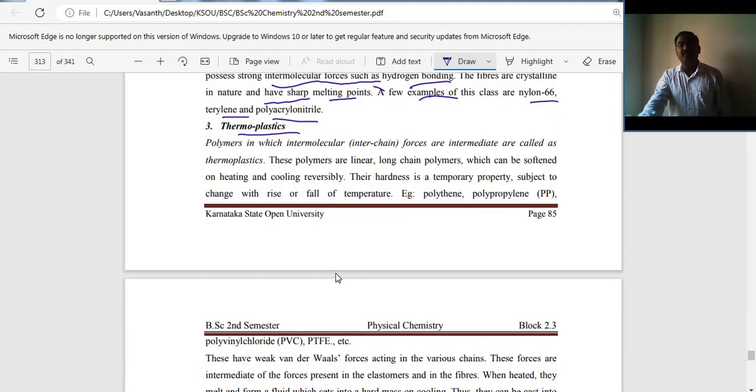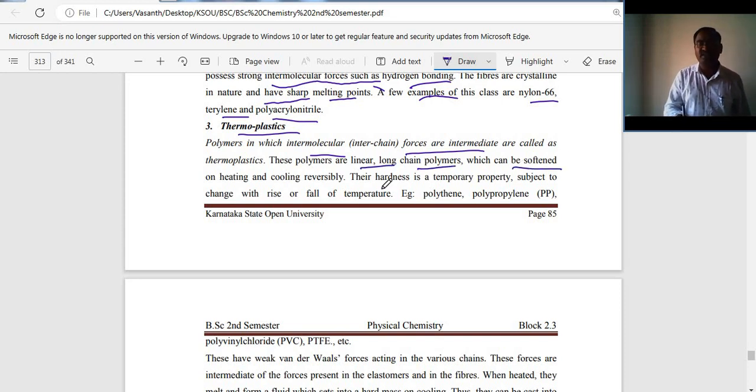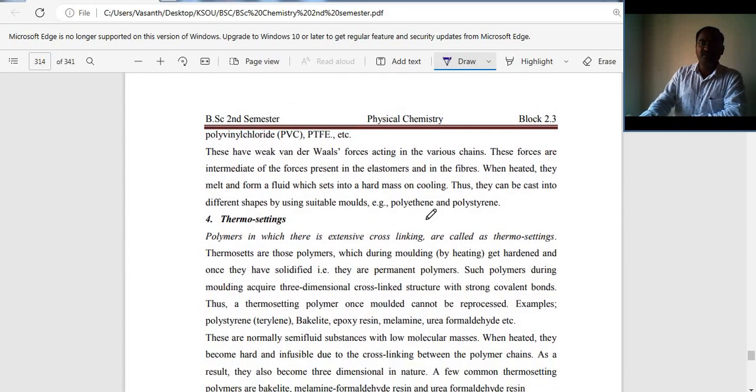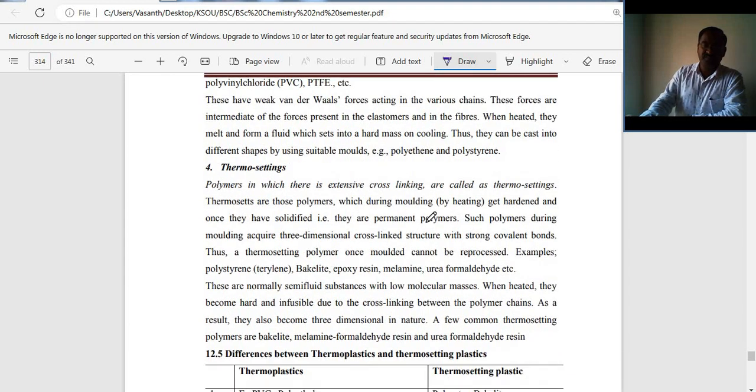polyacrylonitrile. Polymers in which intermolecular forces are intermediate are called thermoplastics. These polymers are linear, long-chain polymers which can be softened on heating, and on cooling they become hard. Their hardness is a temporary property, subject to change with rise or fall of temperature. For example, polyethylene, polypropylene, polyvinyl chloride and PET. Okay.